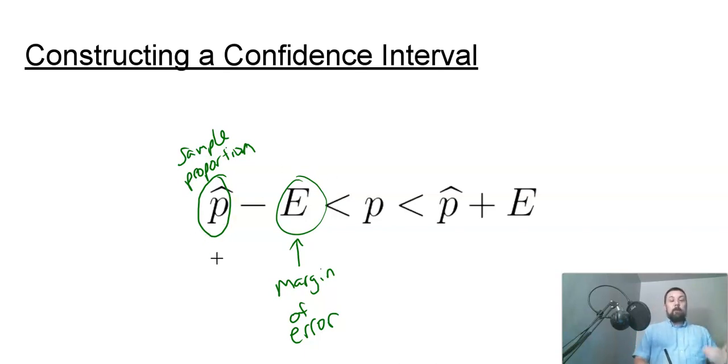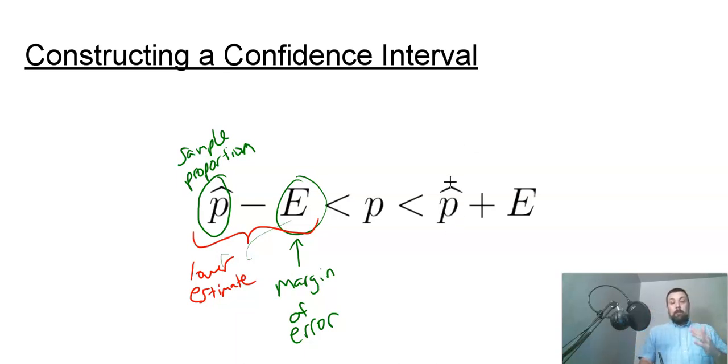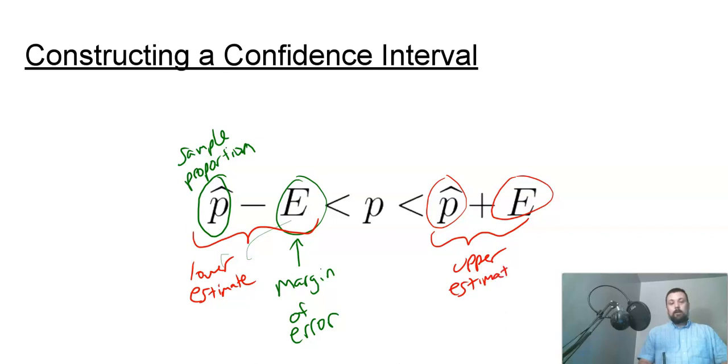Now, when you take the sample proportion minus your margin of error, which I'm going to talk about how to calculate in just a second, that's going to give you your lower estimate for your confidence interval. Right, so you're going to have an upper estimate and a lower estimate. You calculate the lower estimate by taking the sample proportion minus the margin of error that you calculate. You take the sample proportion plus the margin of error to get your upper estimate for the confidence interval. And once you have the lower and upper estimate, your confidence interval becomes between those two numbers, right?